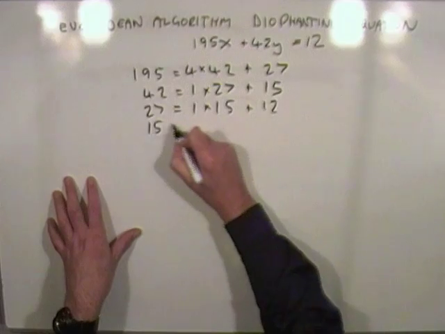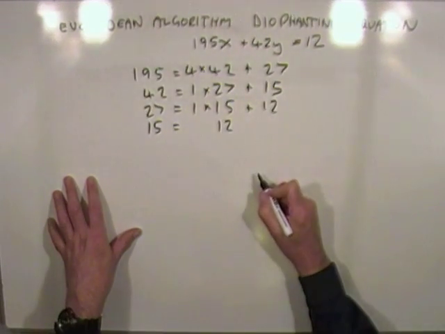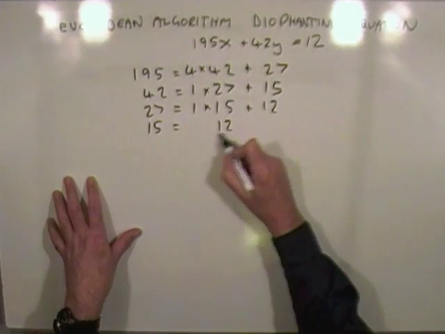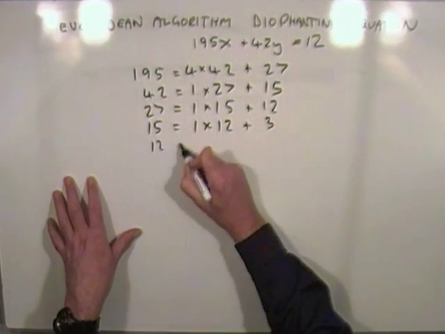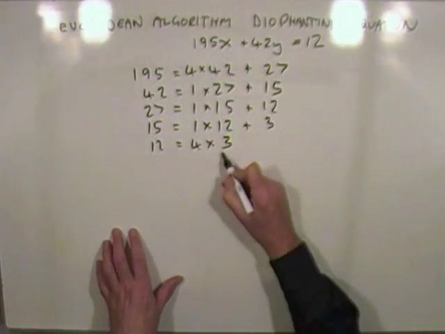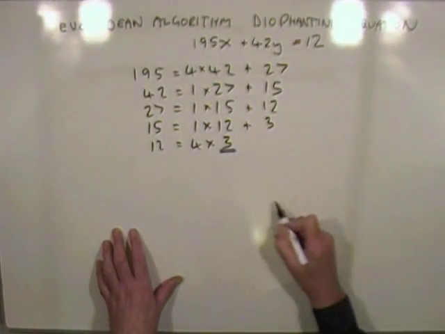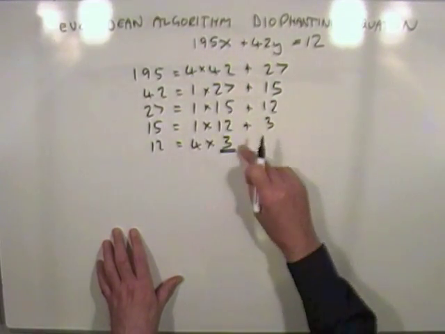Same process again. 15 is greater than 12, so 15 can be expressed as a multiple of 12. It's just that initial process. Again, that's just 1 times it, with 3 left over. And then finally, 12 can be expressed as exactly 4 times 3. That means 3 divides in exactly. So that means the greatest common divisor, the highest common factor of these two numbers is 3.